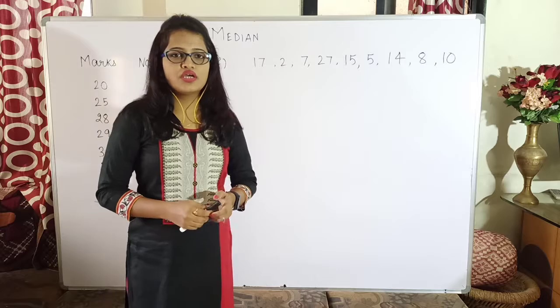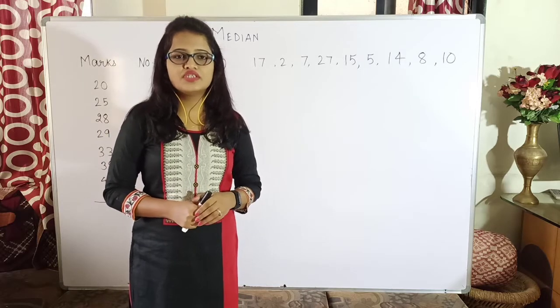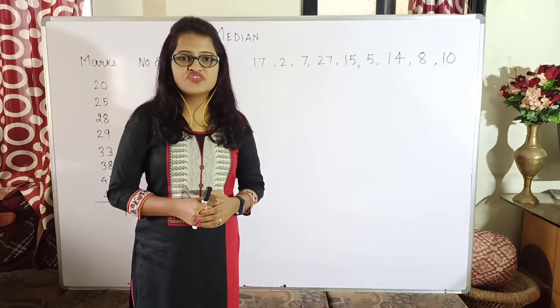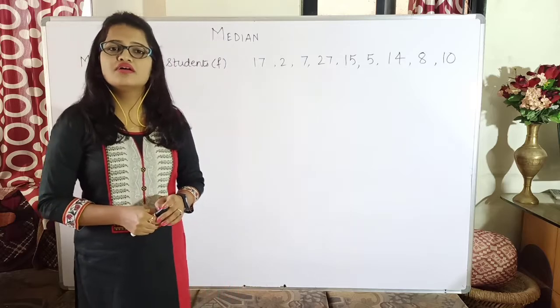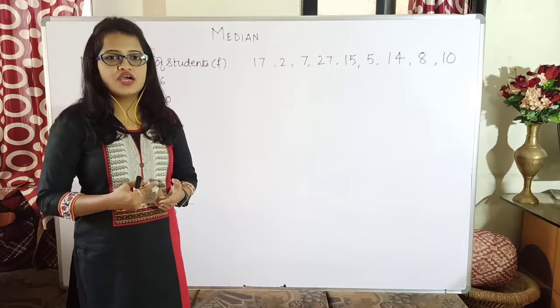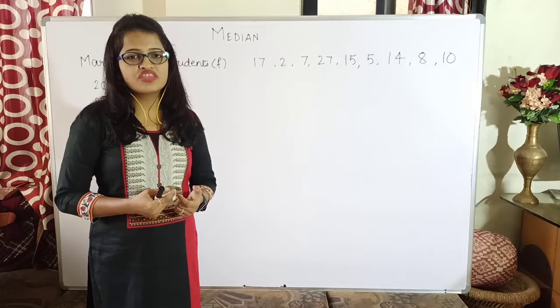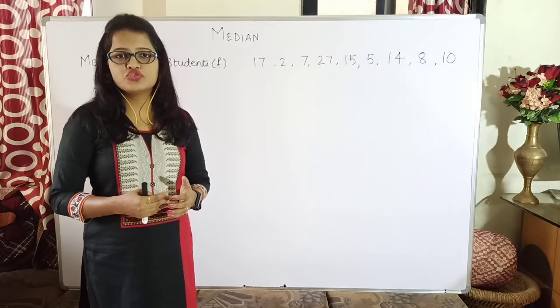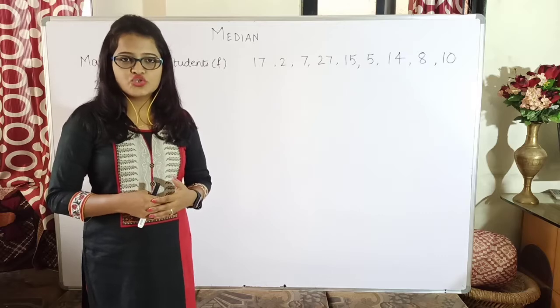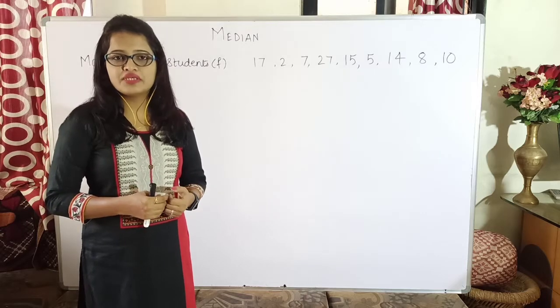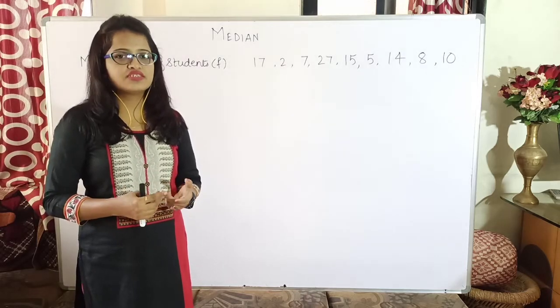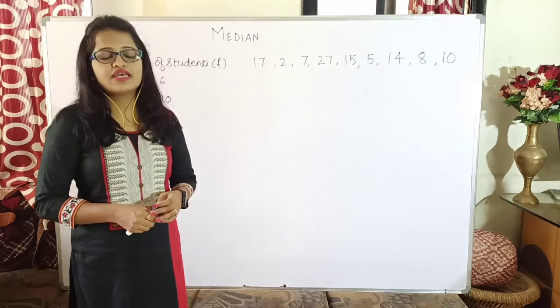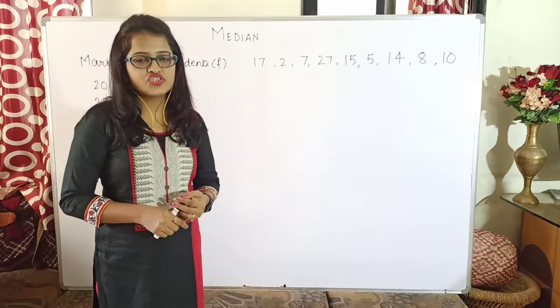Hello students, until now we have seen the first measure of central tendency, that is the mean. We have seen how to find the mean or the average of the data if it is ungrouped and also when it is grouped. When the data is grouped, we have seen three different methods. The first one was the direct method, the second one was the assumed mean method, and the third one was the step deviation method.